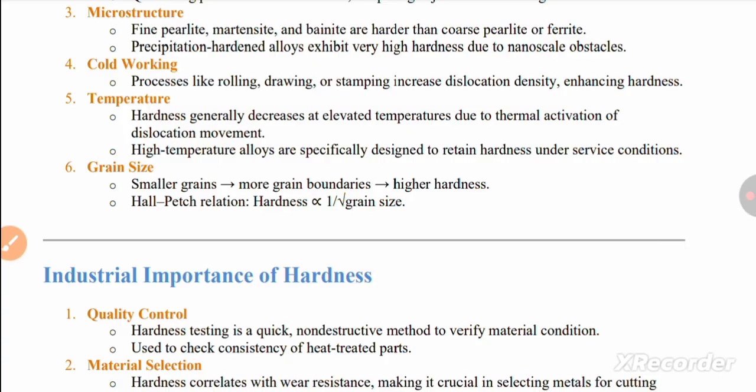The sixth factor is grain size. Smaller grains mean more grain boundaries and more hardness, that is, high hardness. The Hall-Petch relation shows hardness is inversely proportional to the grain size.